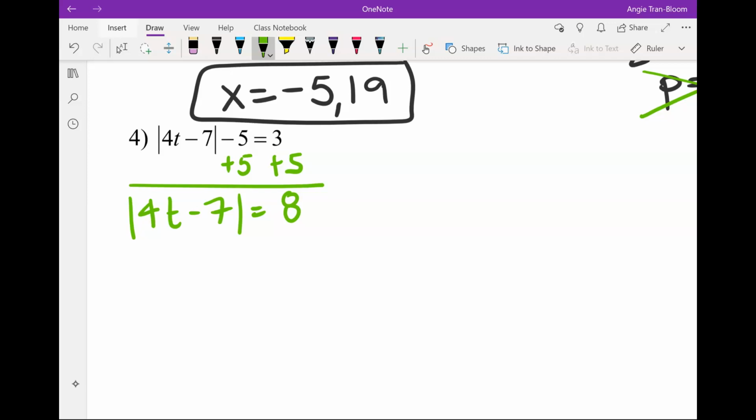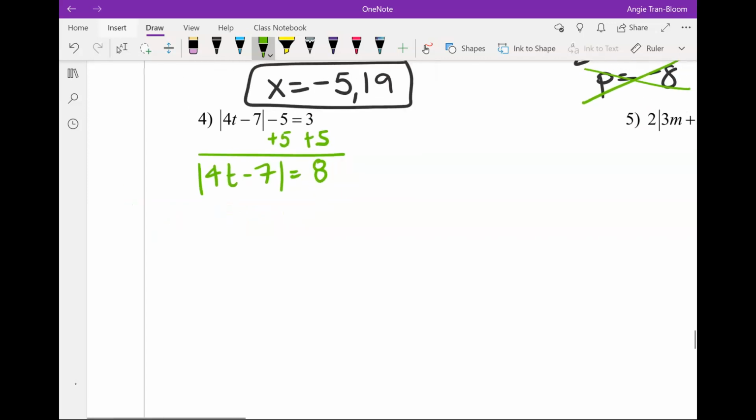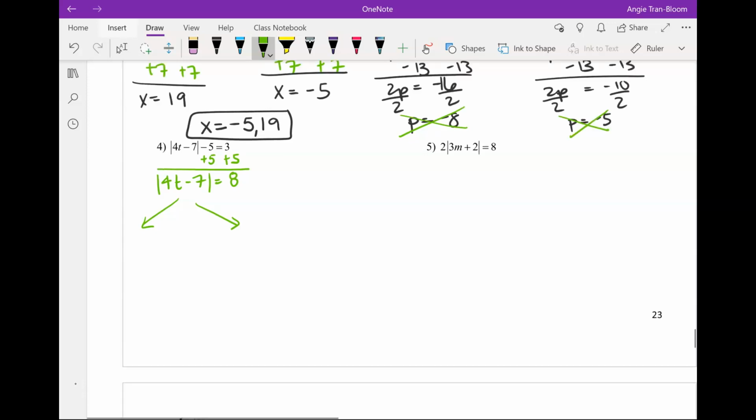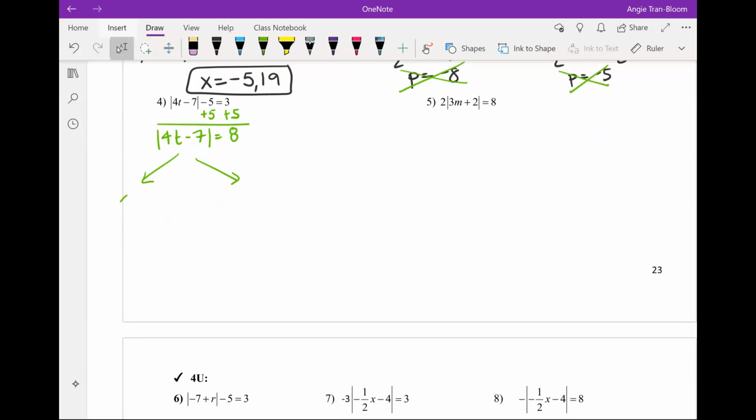How many equations should you write? 2, okay. Equation number 1, Slater, what did you write? 4t minus 7 equals 8. Good. Equation number 2, Devin, what did you write? 4t minus 7 equals negative 8. Okay, so solve for t.